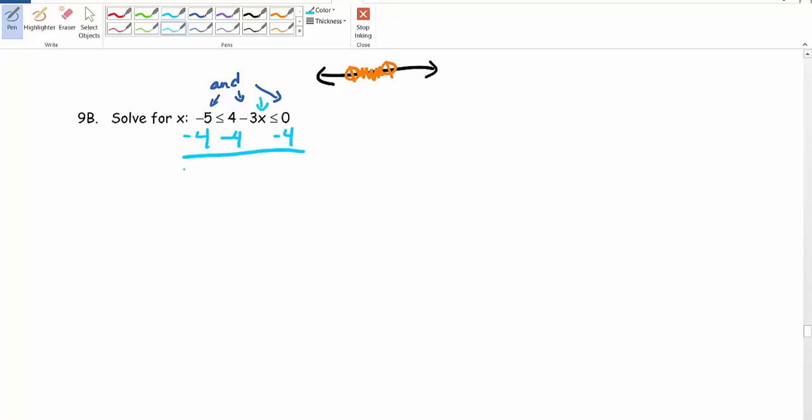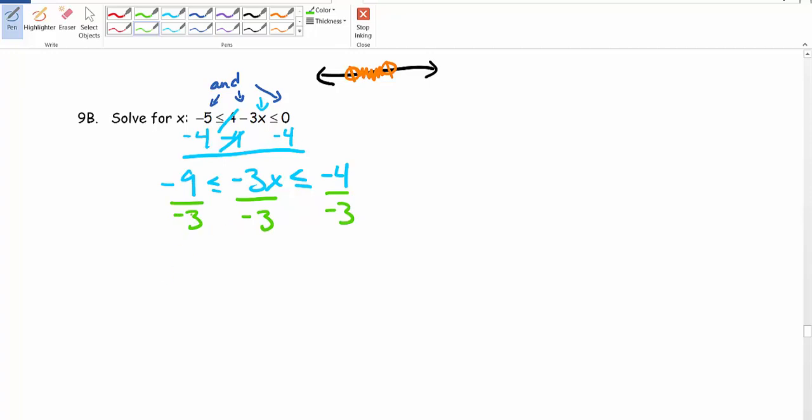Now when we do that, we end up with -5 minus 4, that comes out to be -9, is less than or equal to. In the middle, the 4's end up canceling out with one another, leaving us -3x, which is less than or equal to 0 minus 4 comes out to be -4. Next, what we'll go ahead and do is divide both sides by -3. I'm sorry, all 3 sides by -3.